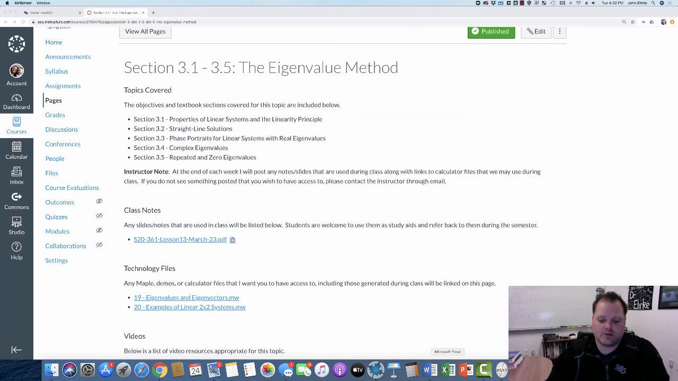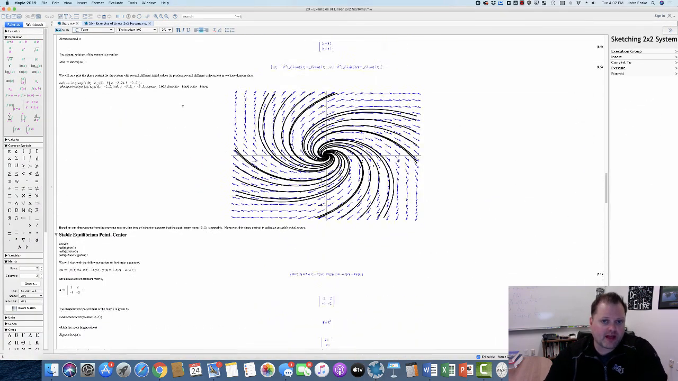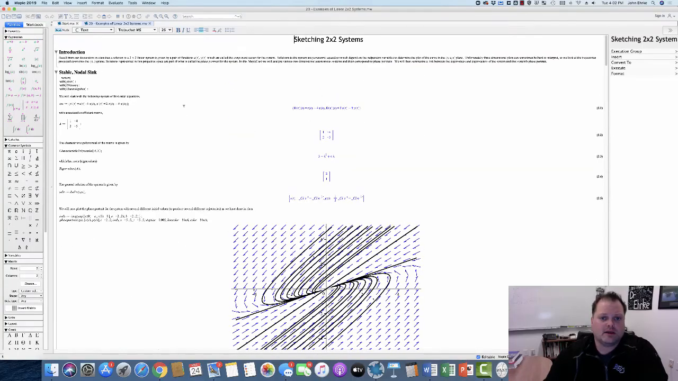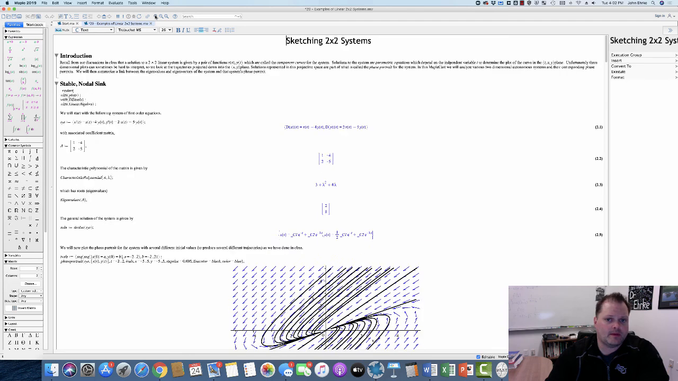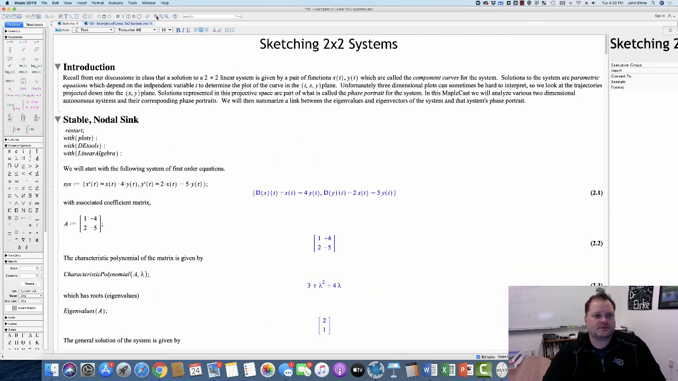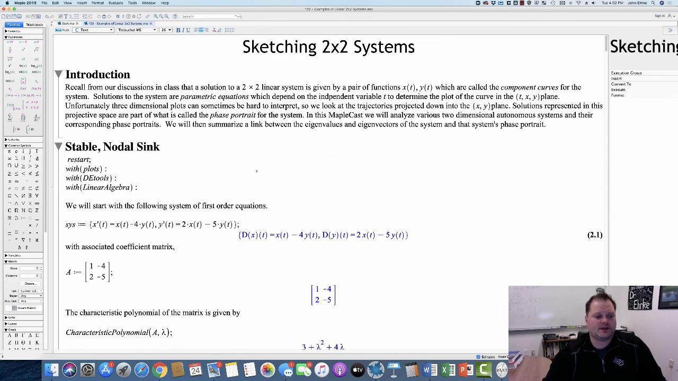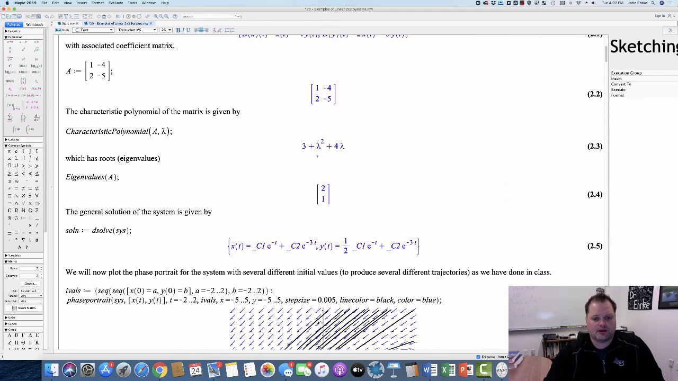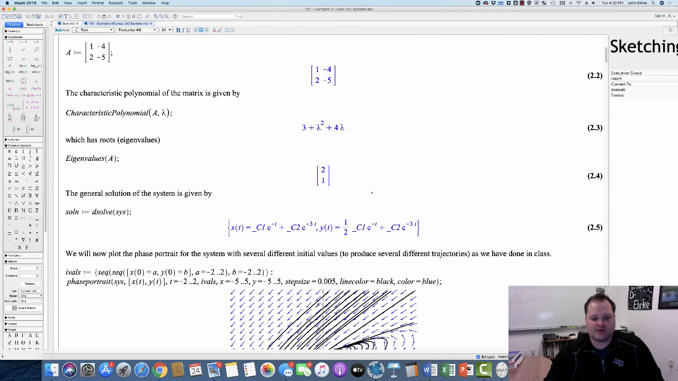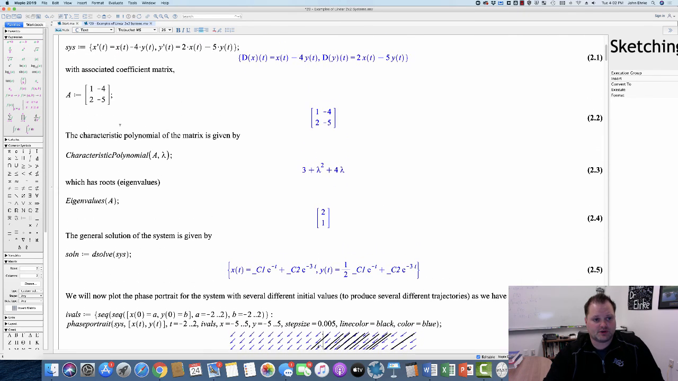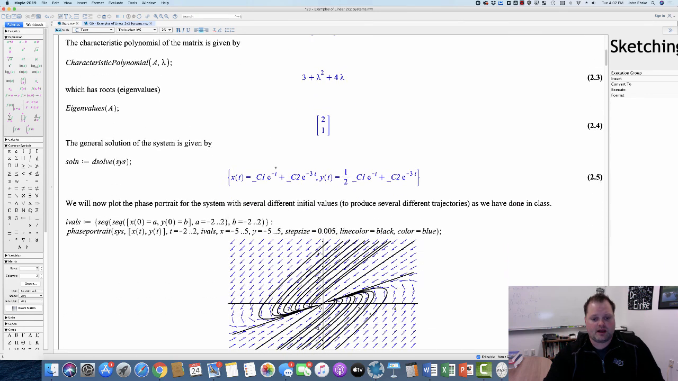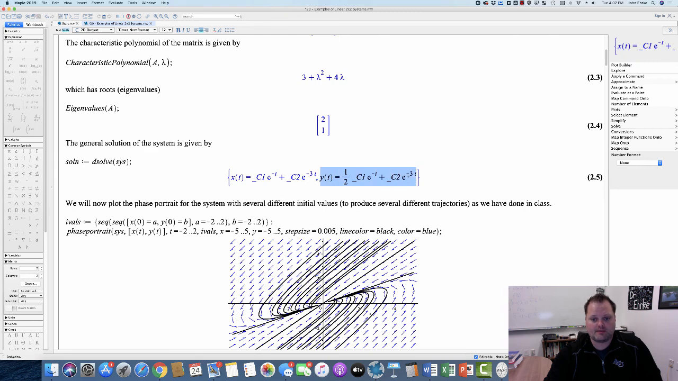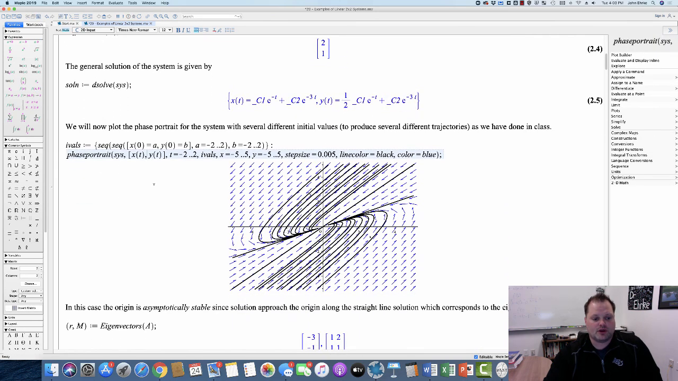So let me go quickly here, bring up Maple. The file that I want you to be aware of is this file called Examples of Linear 2x2 Systems, or Sketching 2x2 Systems. You'll notice that I go through and show you for different system matrices, getting the characteristic polynomial, the eigenvalues, how to solve the system. So you notice I have the system set up over here, how to obtain solutions. Notice Maple gives it to you in component form with x and then y. And then I've showed you how to do this.